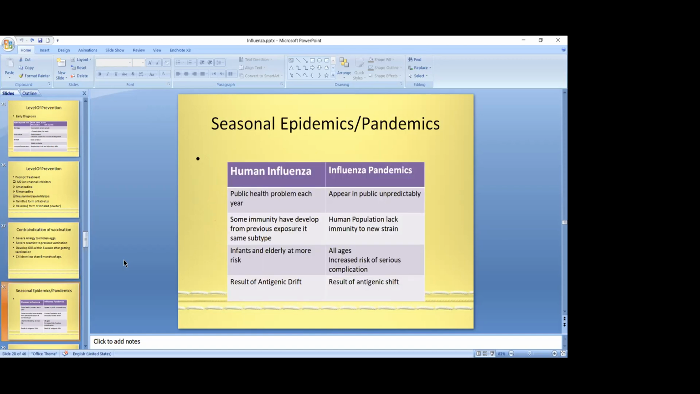Difference between human influenza and influenza pandemics. Human influenza is basically a public health problem each year, but pandemics appear in the public unpredictably. In routine influenza, some immunity has developed from previous exposure if the subtype of virus is the same. But in pandemics, there is no such immunity in the population. In routine influenza, infants and the elderly are at more risk, while in pandemics, all ages have increased risk of serious complications. Human influenza is the result of antigenic drift, and pandemics occur due to antigenic shift.